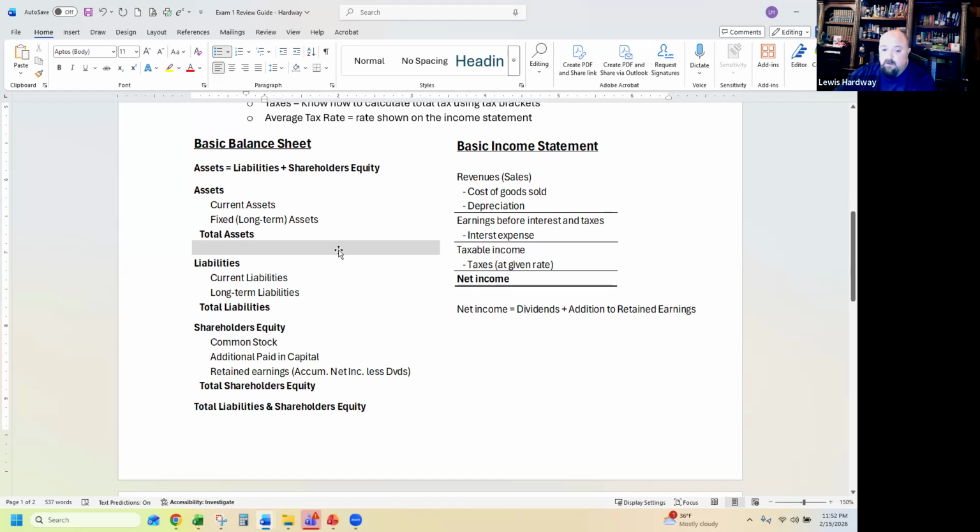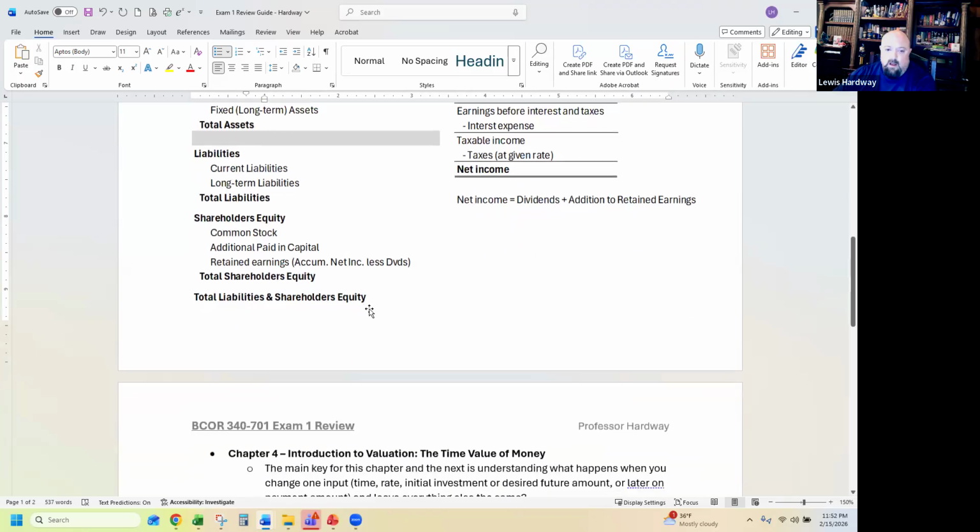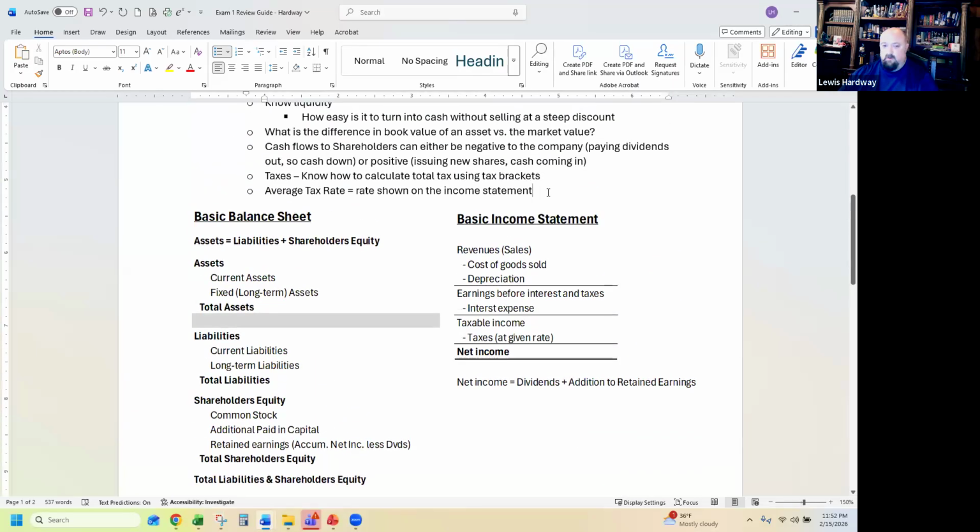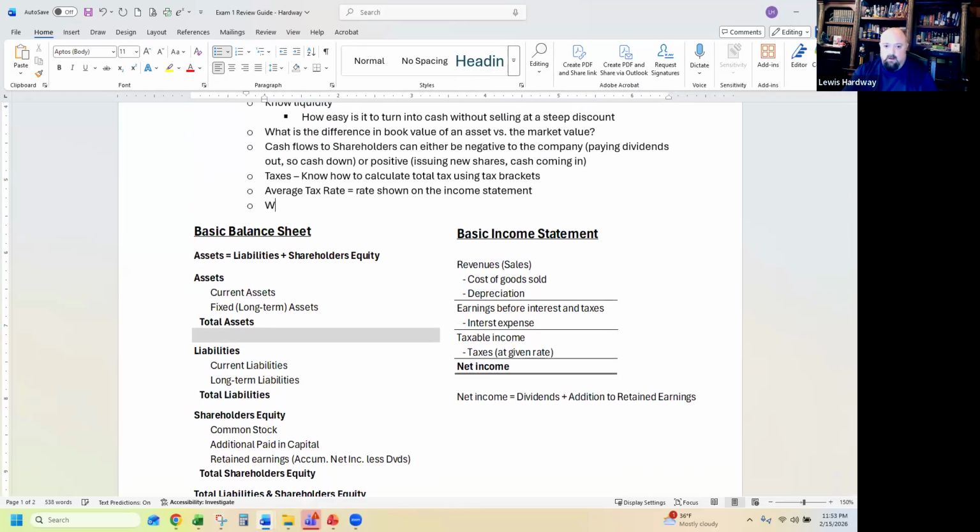So that's pretty straightforward. Little things like working capital. Working capital is current assets minus current liabilities. That's worth knowing. I'd also say that you need to know how to calculate a change.